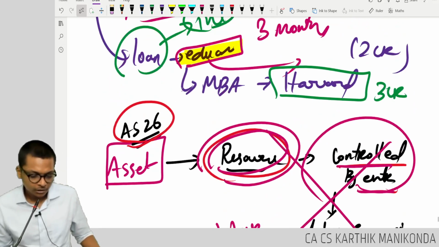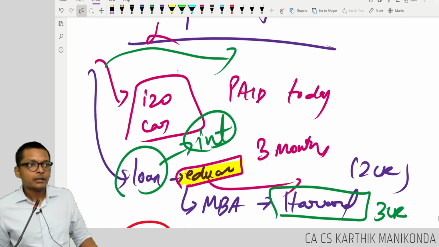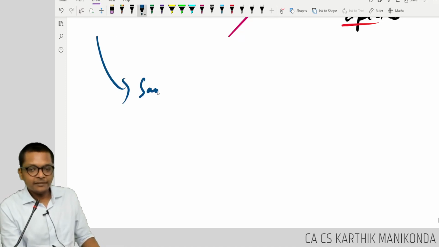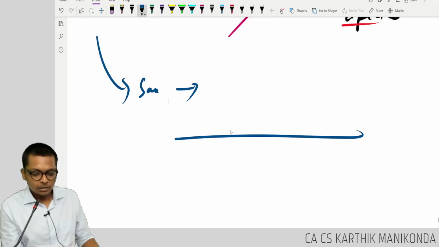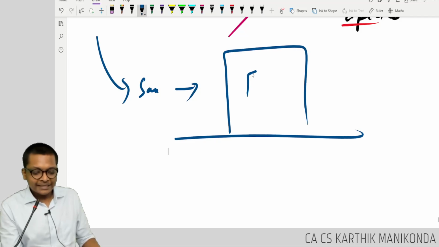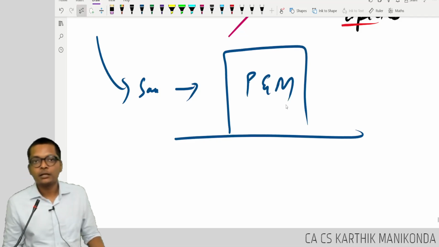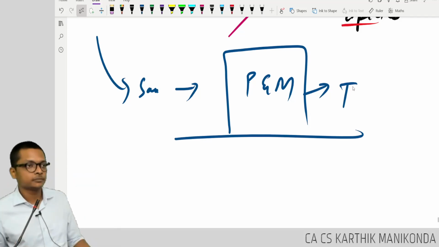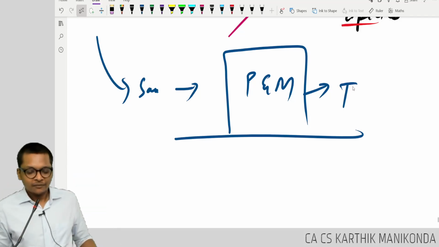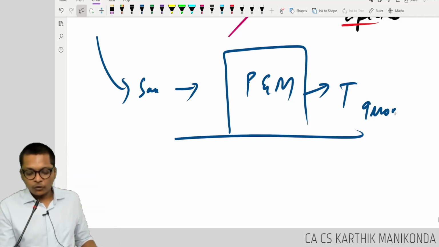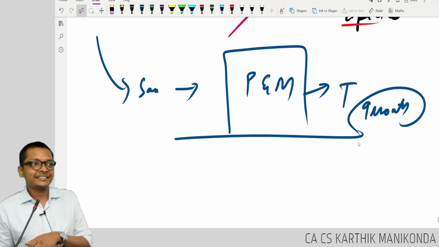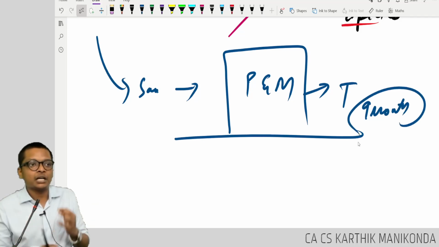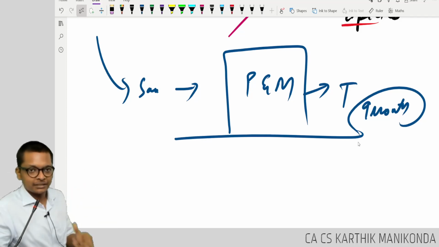Okay. Let's proceed. Let's take another example. Let's say Sanjeev is constructing a new plant and machinery. He is constructing, let's say, a transformer for his house for power backup, which took 9 months for construction. Is this a qualifying asset? Yes, if it's going to take 9 months, it becomes a qualifying asset. Yes, next doubt.